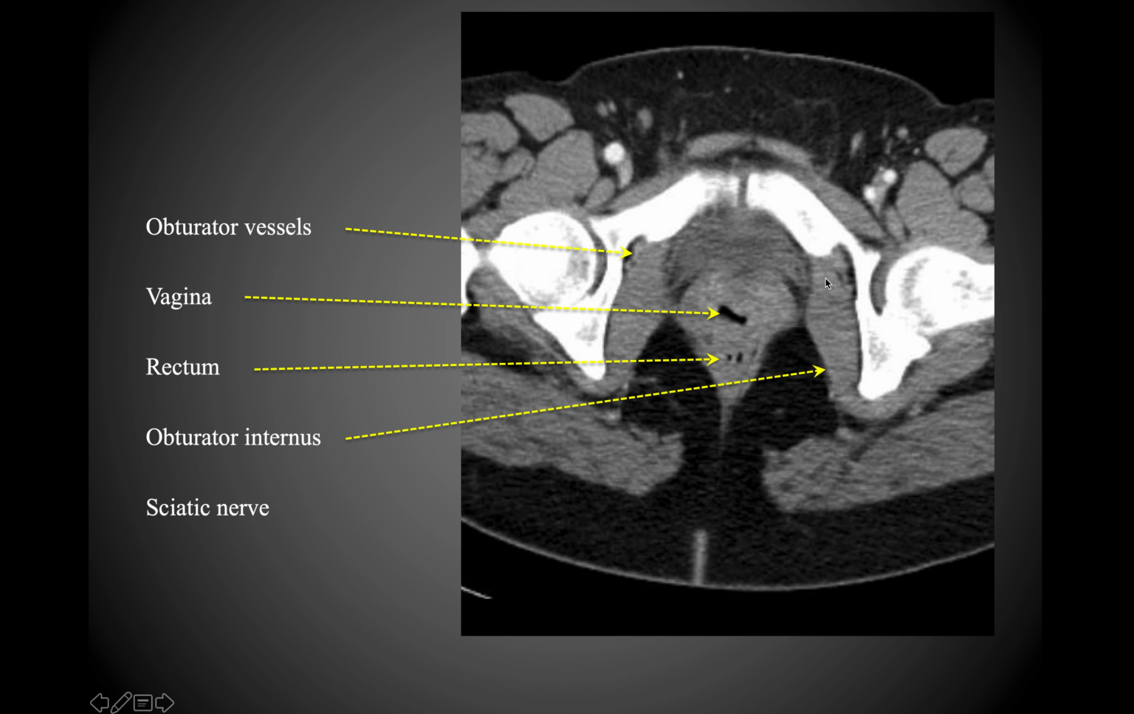And then we can again appreciate the obturator internus muscle as it's exiting the pelvic cavity to then run out and eventually insert onto the femur. And then you can get a pretty good view here of the sciatic nerves. You can see that located right there.